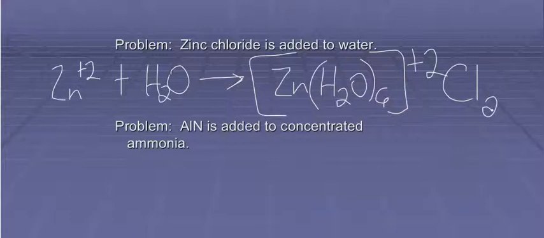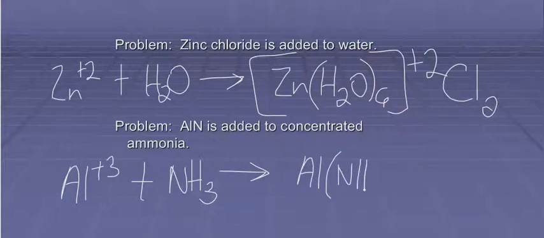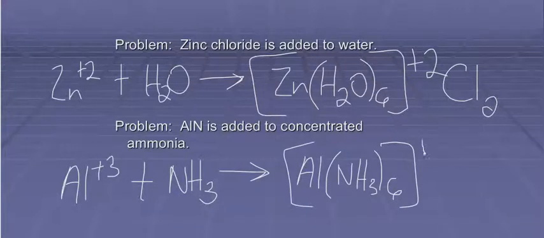This next one, AlN is added to ammonia. Aluminum is a +3. We're adding it to ammonia. So we have aluminum with a common ligand. Since aluminum is a +3, the coordination number will be 6. And we're going to put the +3 charge out here. And again, the N is still there. It's just not part of the complex ion.